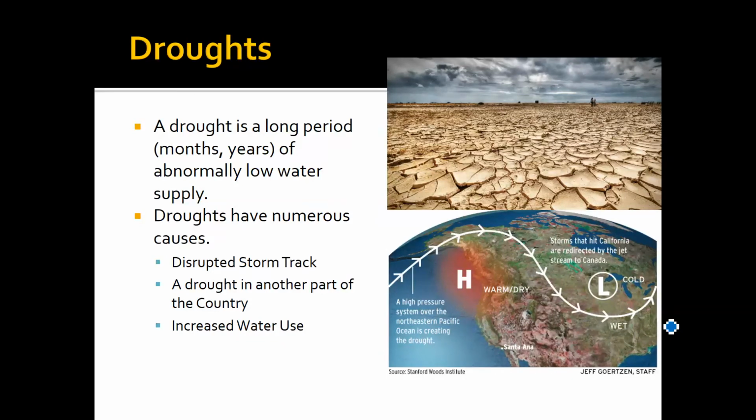Now, droughts are very long term. They're not extreme weather events in that we're not going to have a drought that lasts a week. Droughts usually last for months or years, a very prolonged period of abnormally low precipitation and abnormally low water supply.